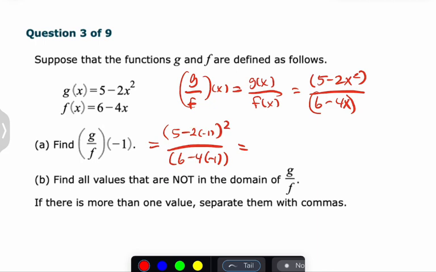5 minus 2. I'm sorry, my square's in a weird spot, isn't it? I'm having a good day, aren't I? How about we put that there? That looks much better, sorry.